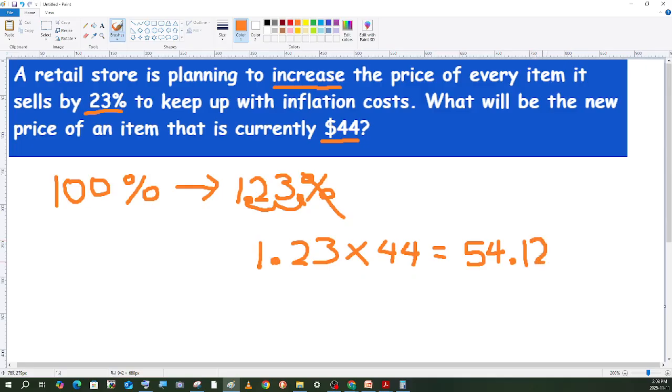Since we are dealing with dollars and cents, we're going to put a dollar sign in front of there. So the item that used to be $44 is going to cost you $10.12 more now after the 23% increase.